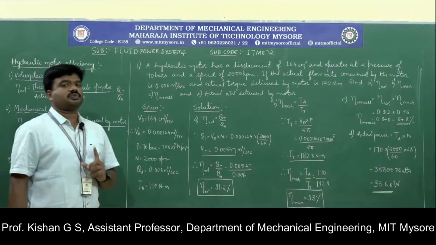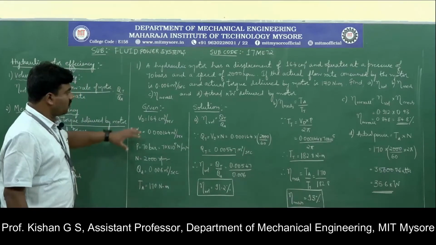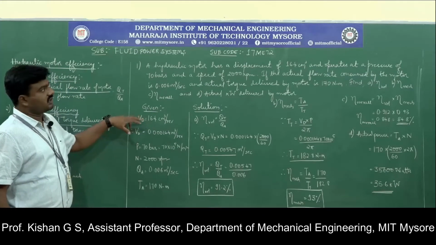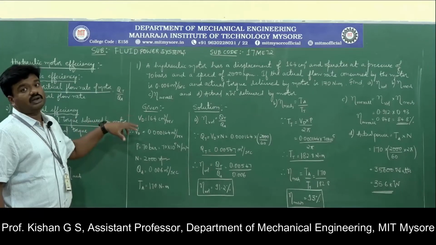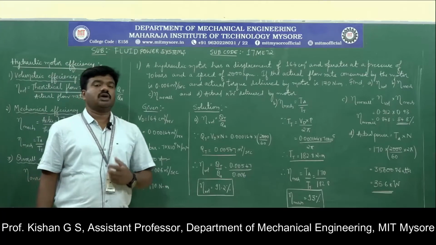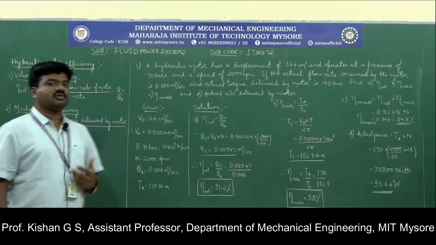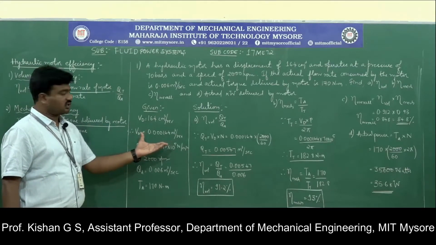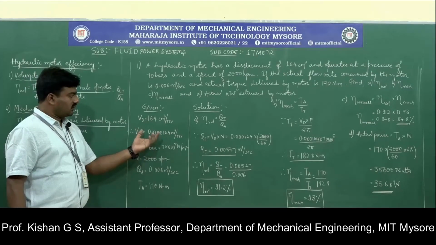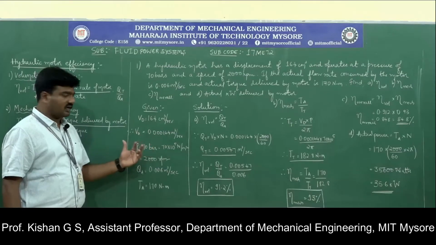So the first thing we are supposed to do is take the given data in SI units. The volumetric displacement is given as 164 cm³. As I already said, if the value is given in cm³, we have to understand it as cm³ per revolution. So we have to convert that into m³ per revolution, which is 0.000164 m³ per revolution.